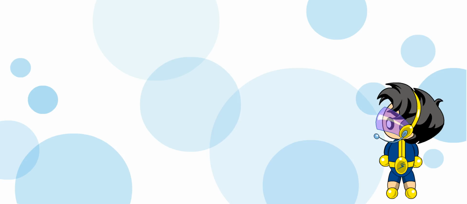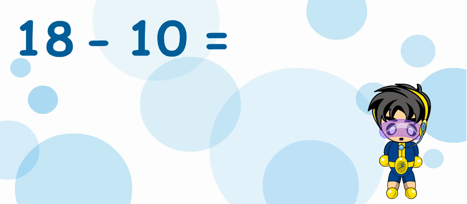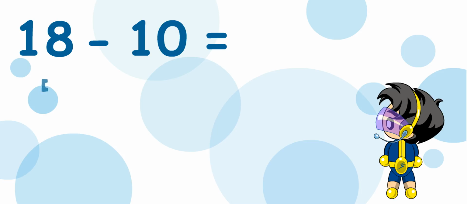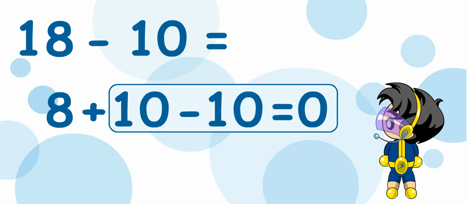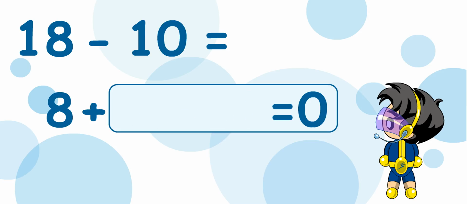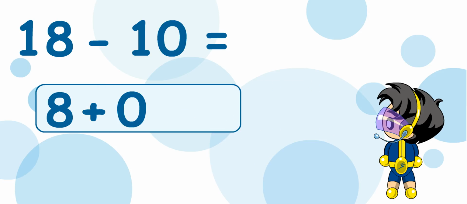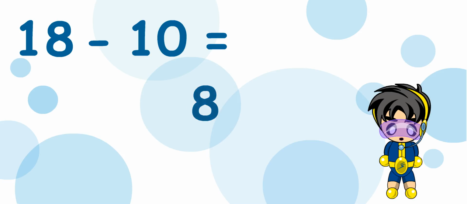Do you know how to subtract tens from numbers? Can you subtract 10 from 18? It's easy too. I know that ones do not change because I am subtracting only tens. So, I break 18 into 10 and 8. Then, I subtract 10 from 10, which gives 0. Finally, I am left with 8 ones, so the answer is 8.